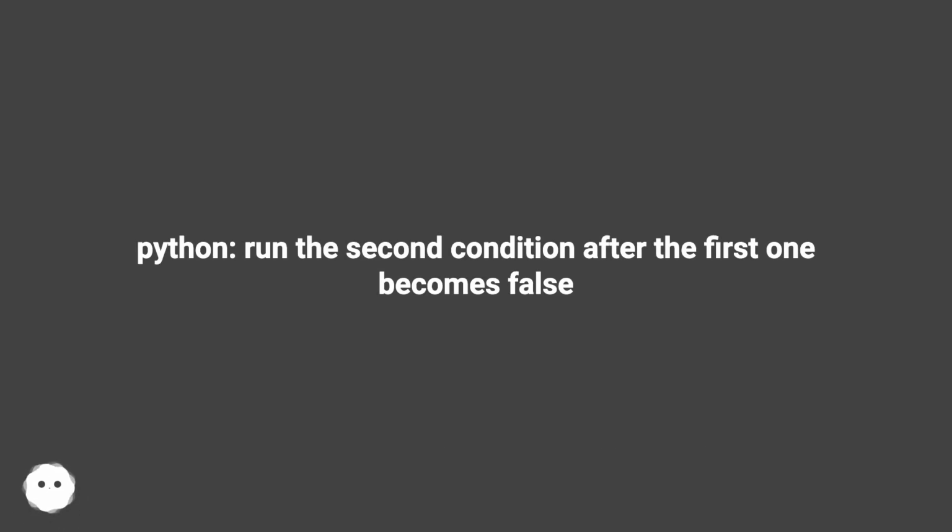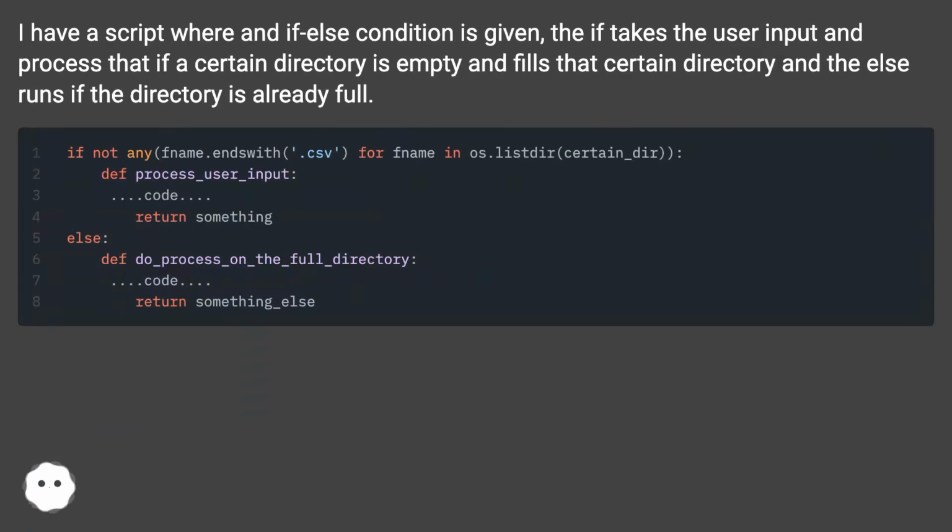Python. Run the second condition after the first one becomes false. I have a script where an if-else condition is given. The if takes the user input and processes it if a certain directory is empty and fills that directory, and the else runs if the directory is already full.